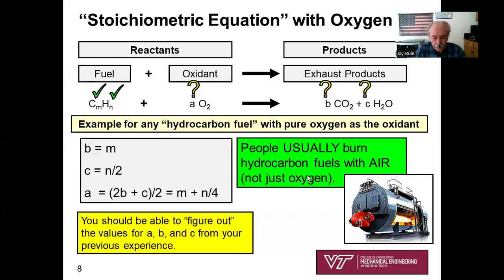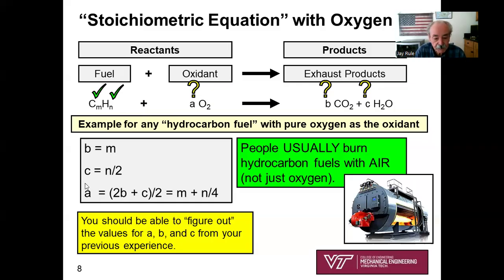Well, you can study this reaction equation, and in order to balance the carbons, you can see that B is going to have to equal M. So you could write that down. I've set up an Excel spreadsheet to make this happen because in solving combustion equations, I'm always modeling my fuel as C sub M, H sub N.